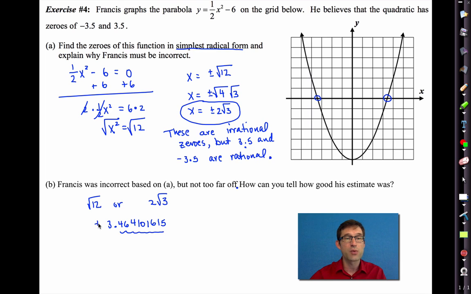So these are the actual answers, plus or minus this, versus 3.5. And these are very close, very, very close. In fact, if we rounded our irrational answers to the nearest tenth, they would be plus or minus 3.5. But still, the numbers are different because one of them is irrational, or 2 of them are irrational, and 2 of them are rational.